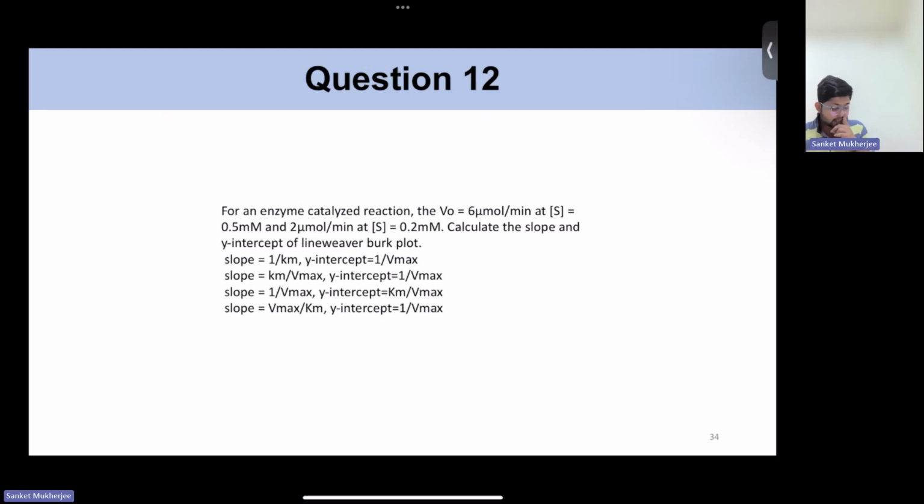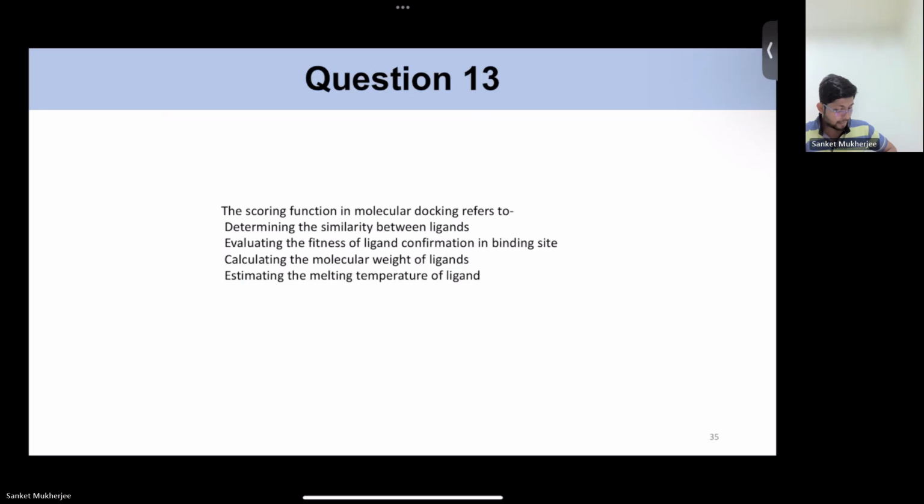For an enzyme catalyzed reaction, again, this is given. Calculate the slope and y-intercept. So the slope would be 1 by V max, and the y-intercept would be Km by V max. The scoring function in molecular docking refers to determining the similarity between ligands, evaluating the fitness of ligand conformation in binding site, calculating the molecular weight, or estimating the melting temperature of ligand. Evaluating the fitness of ligand conformation in binding site. That would be the answer.